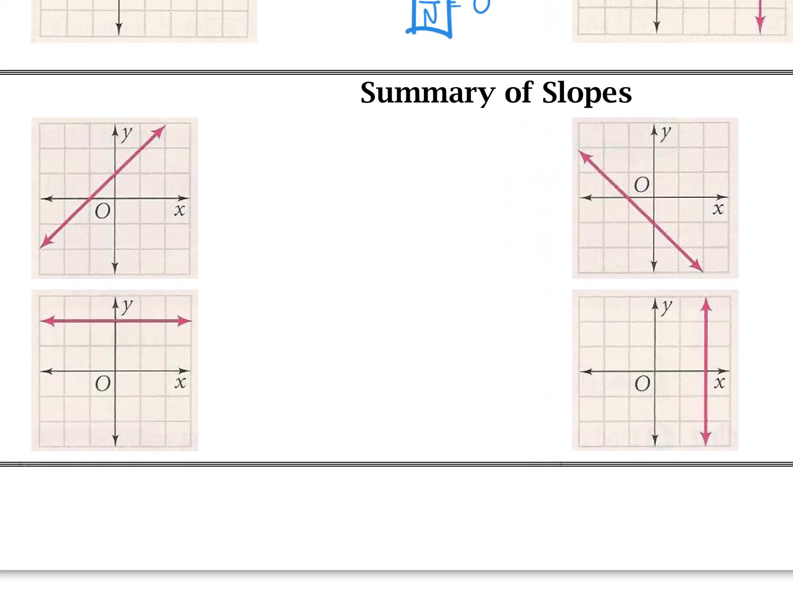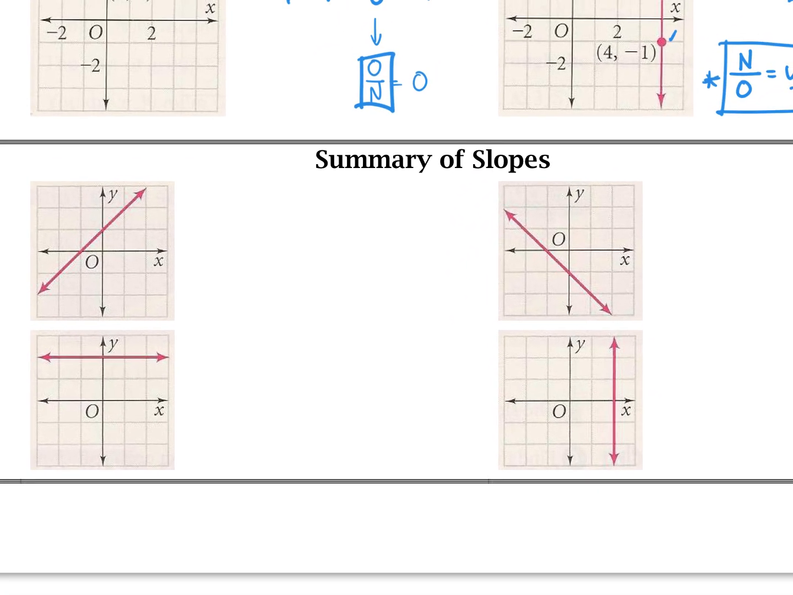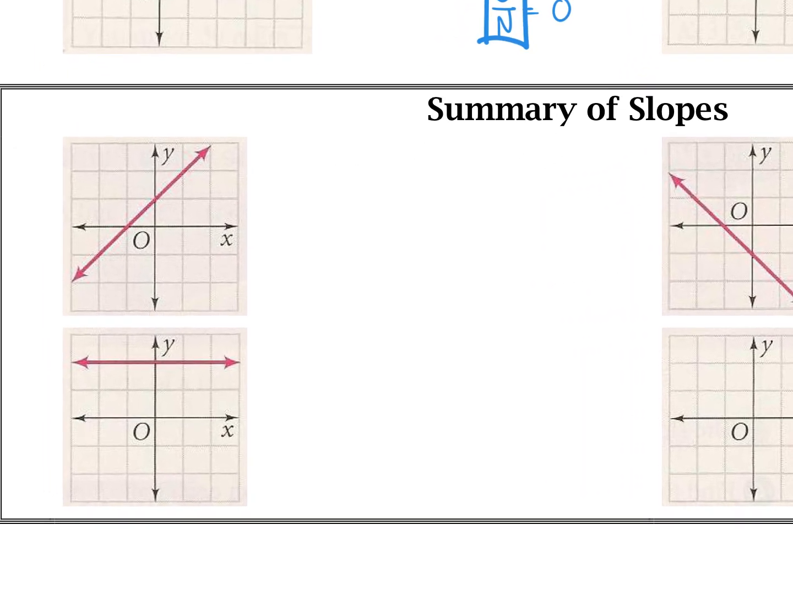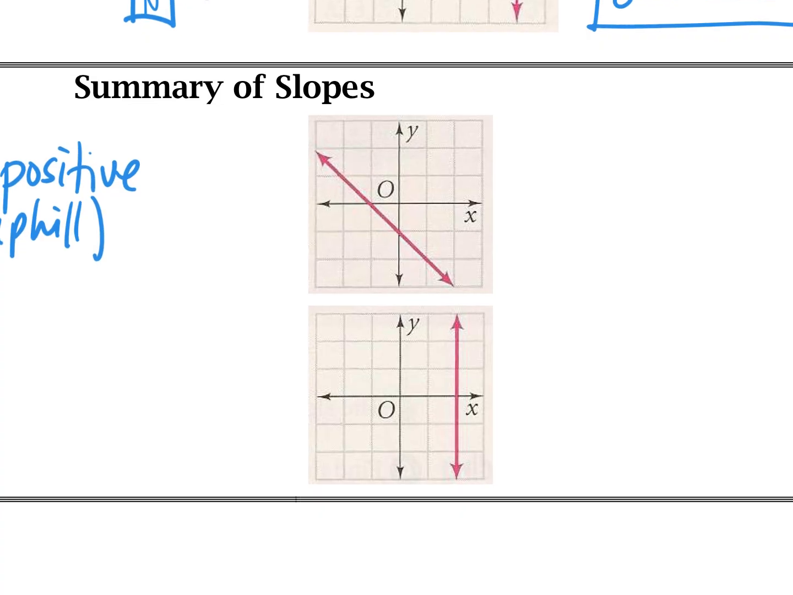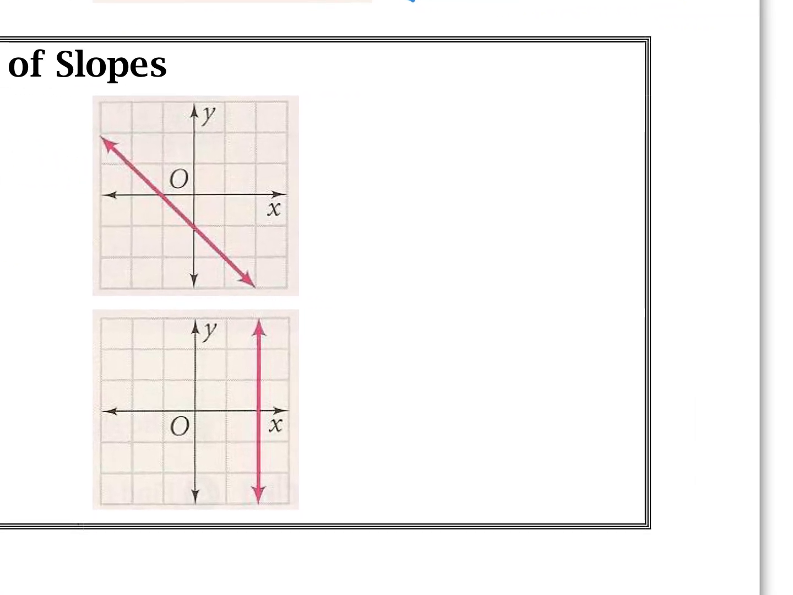Okay, so let's look at the summary of the slopes that we have taken up in this short practice. If you look at this line, it's going up. So it means the slope is going to be positive. Going uphill, so the keyword here is uphill. Now the second one is the opposite of uphill, and it's going downhill. So the slope here is going to be negative.